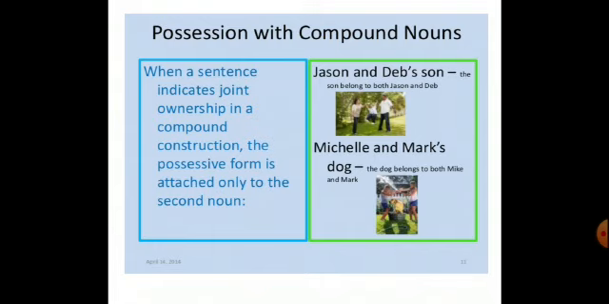When I say Michelle and Mark's dog, this means that the dog belongs to both of them. So I put the apostrophe S on the second noun because it is common for both of them.